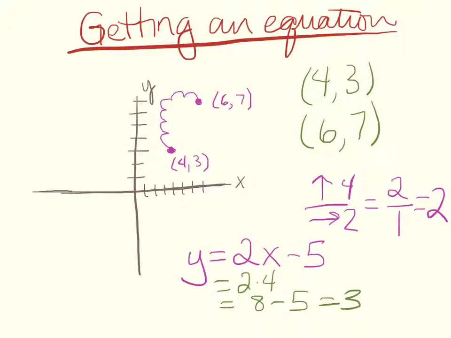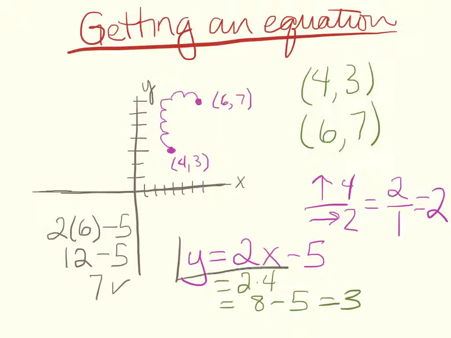We can check this by seeing if it works with the other set of points. So we're going to say 2 times 6 minus 5. What we hope is that when we do that, we get 7. So 2 times 6 is 12. 12 minus 5 is in fact 7. So this is our final answer.